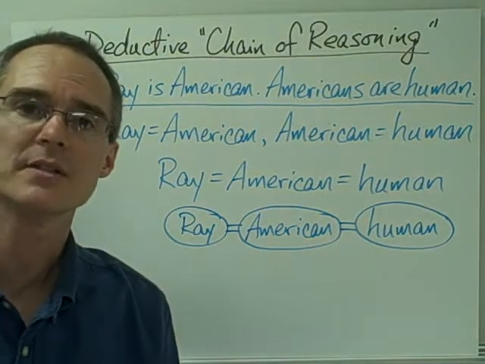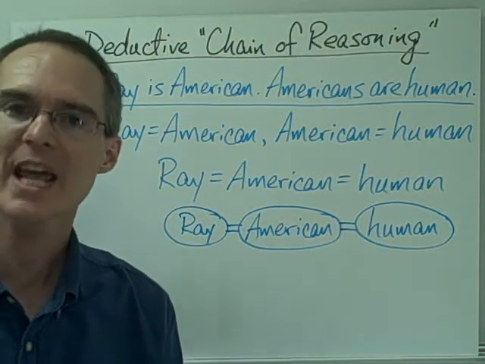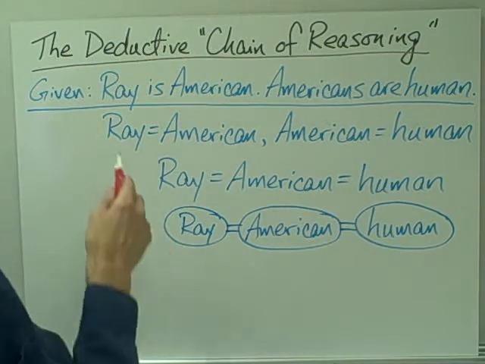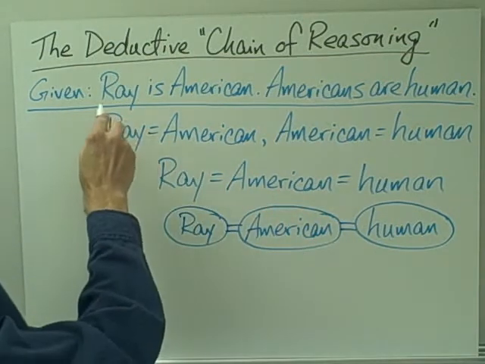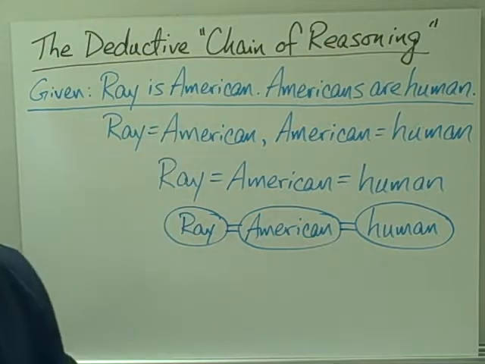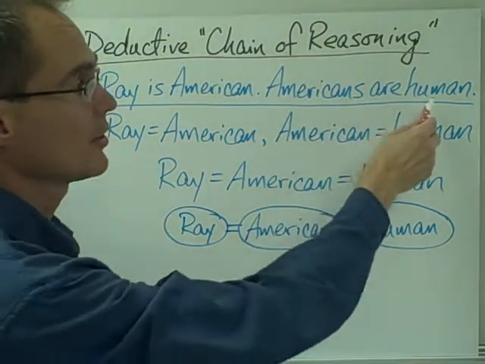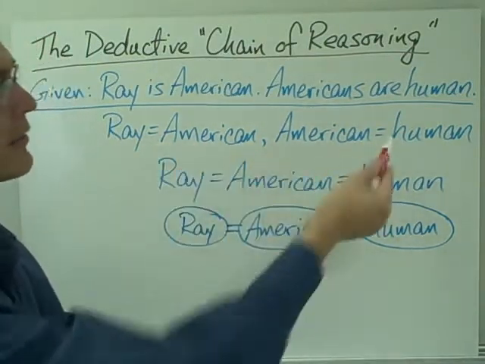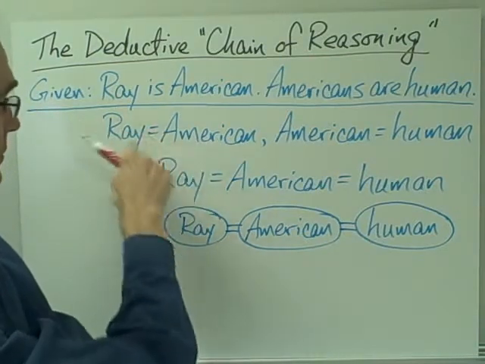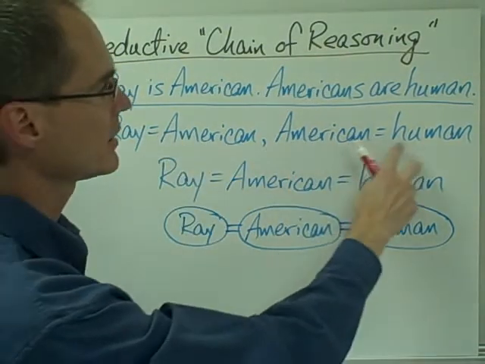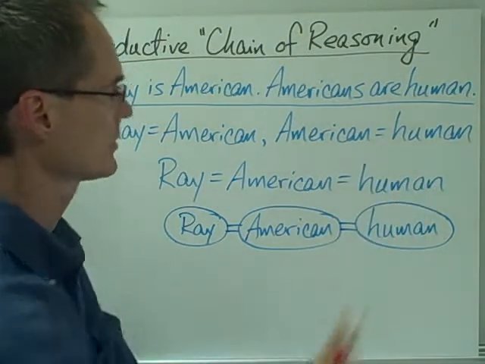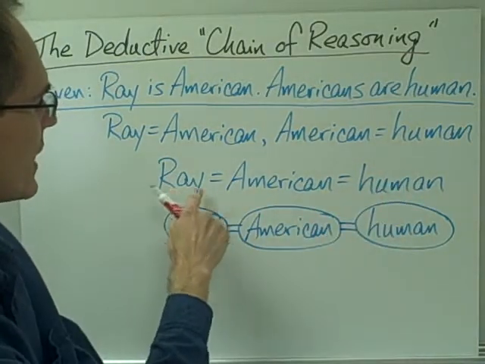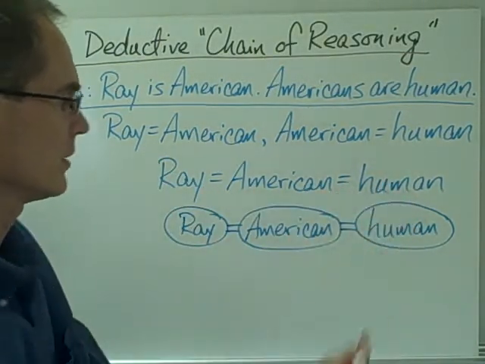Now I want to talk a minute about something that I call the deductive chain of reasoning. Take a look at this example that we just did. We could state this another way. We could say our given is Ray is American and Americans are human. We could restate that in a math-looking way: Ray equals American. Ray is an American. And American equals human. That is, Americans are all humans. And we could shorten this a little bit more: Ray equals American equals human.